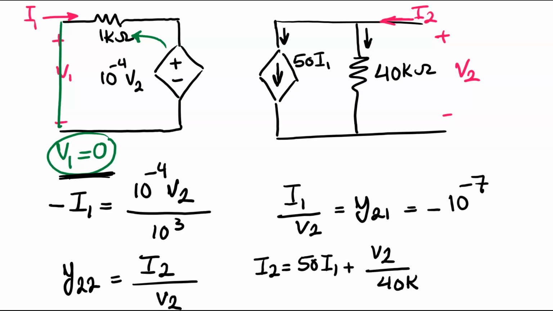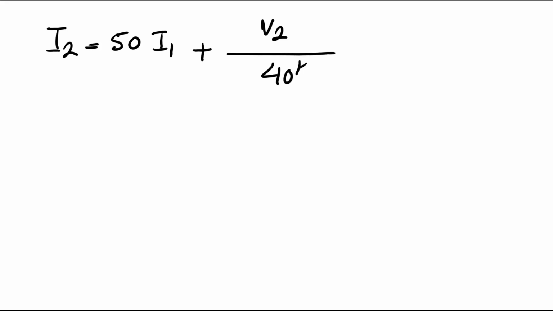Now here, I'm looking for a relationship between V2 and I2, so I have to get rid of this I1. What I can do is replace I1 from this equation. So let me write the equation here. I have I2 as 50 I1 plus V2 over 40k. I'm looking for the relationship between I2 and V2, which describes my y22. So I have to get rid of this term.